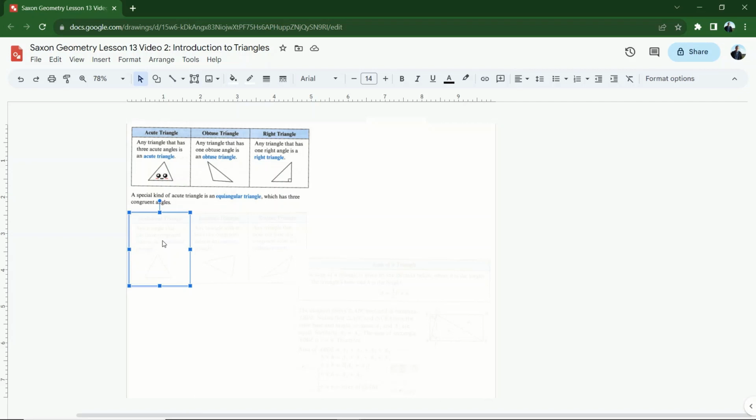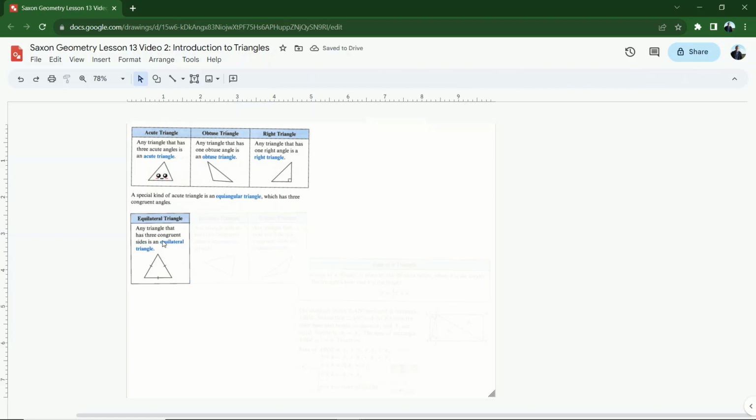All right, moving on to the next part of this, we're going to classify triangles another way in addition to calling them acute, obtuse, and right based on their interior angles. We could call a triangle equilateral if it has three sides that are the same length. Again, this is a regular triangle. An equilateral triangle is automatically equiangular as well.